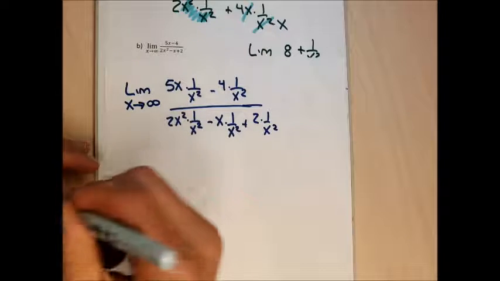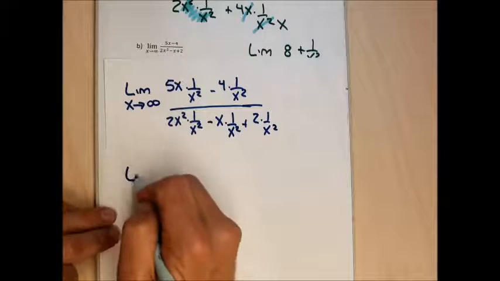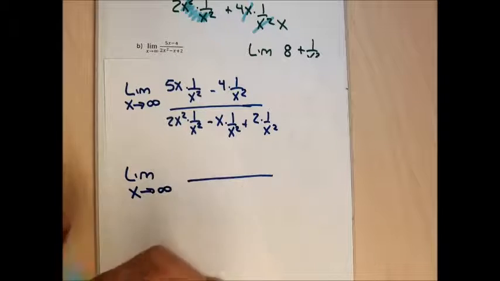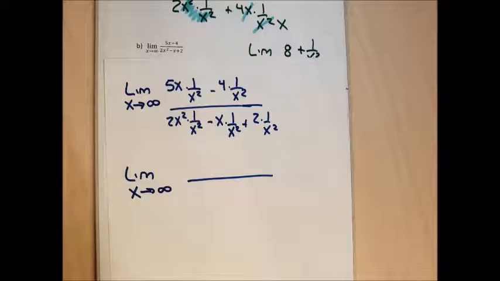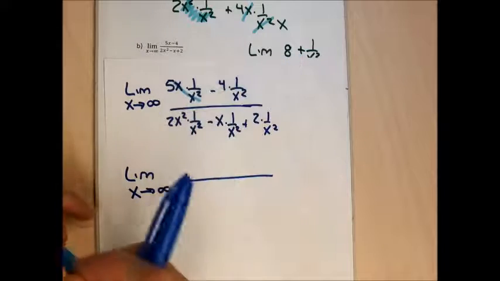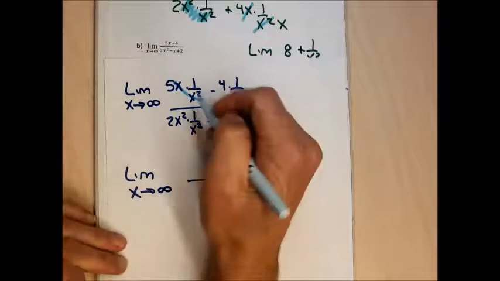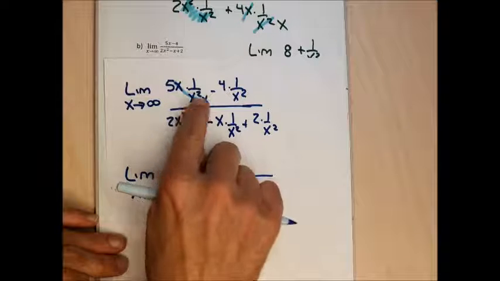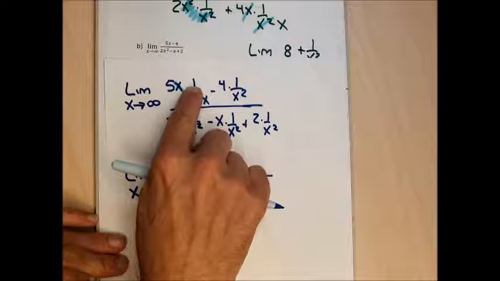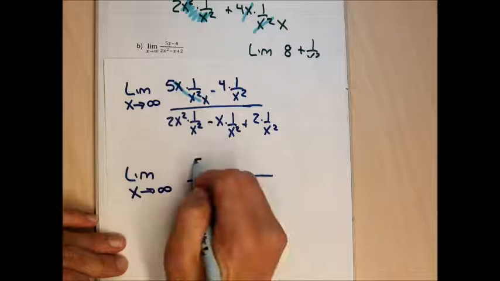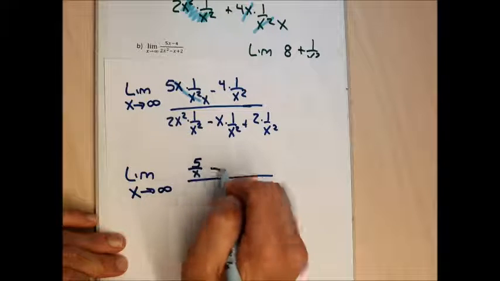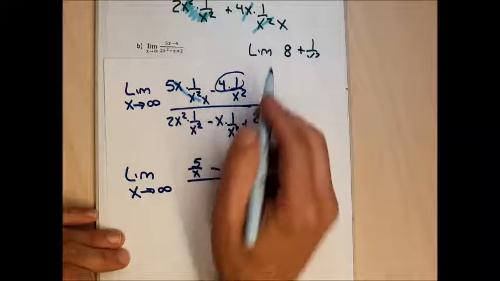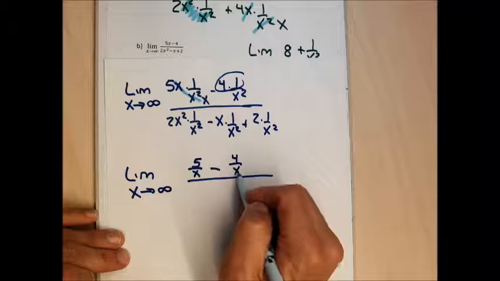And then I'm going to simplify all the fractions. The first fraction, 1 x cancels from the 5x. It leaves me an x behind in the denominator because there were 2 x's. I only canceled one of them. This is going to turn into 5 times 1, which is 5 over x. I bring down the minus sign. Nothing cancels here. I'm just going to multiply the 4 times 1 and get 4 over x squared.